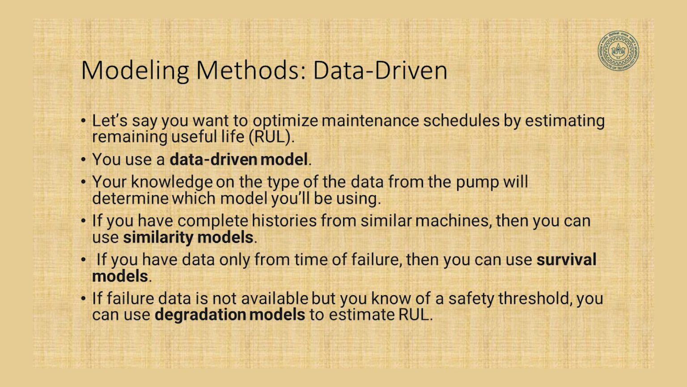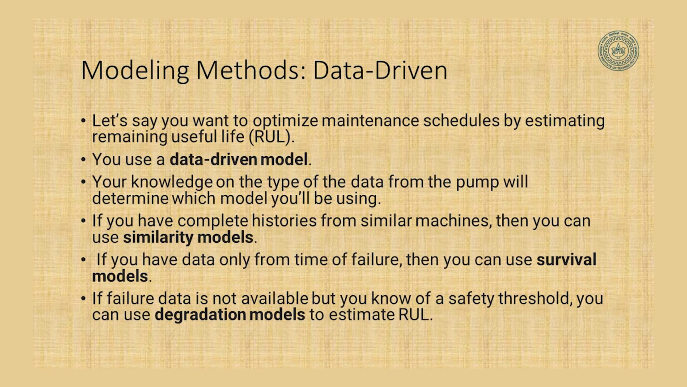If you have data only from the time of failure, when different pumps have failed, then you can use survival models, based on how long different pumps have survived, but not their entire history. The entire history will have more details, like the temperature regimes during every single day they were in operation, what were the flow rates inside them, etc. So, you can have similarity models or you can have survival models. And the third type of model that you can make use of in calculating a remaining useful life is degradation models. If you do not have failure data, but you know there is a safety threshold, then you can use a degradation model.